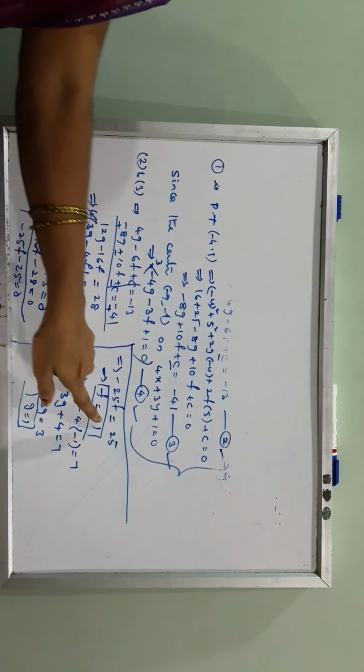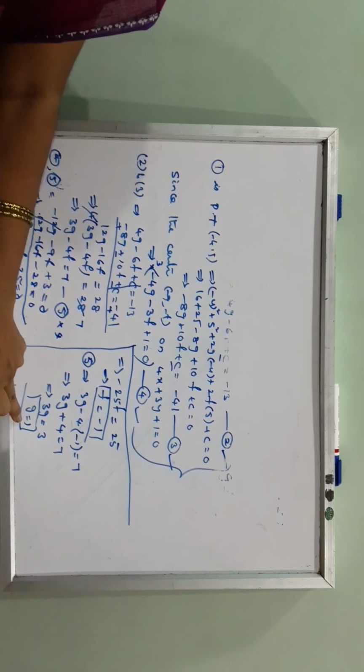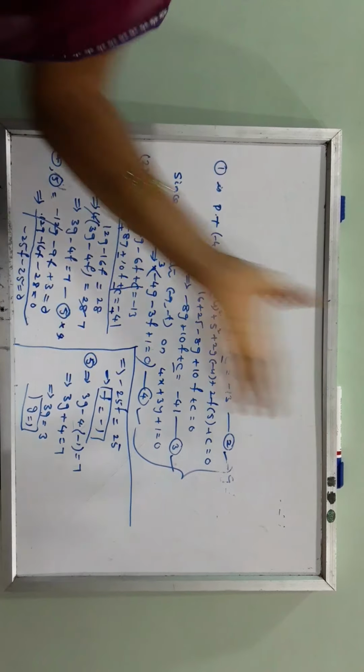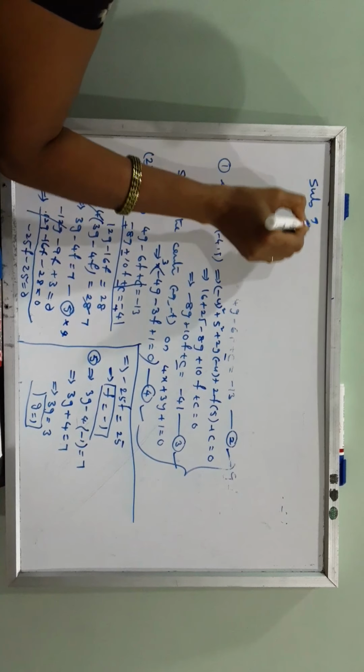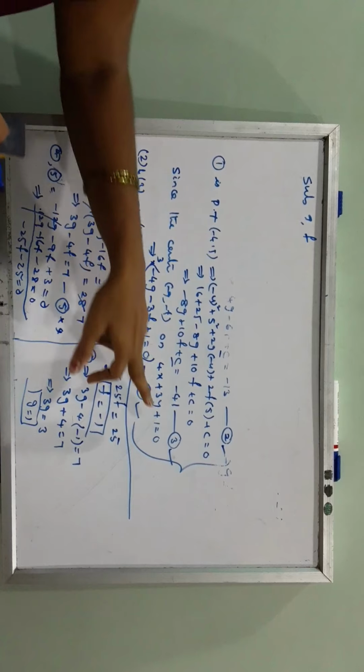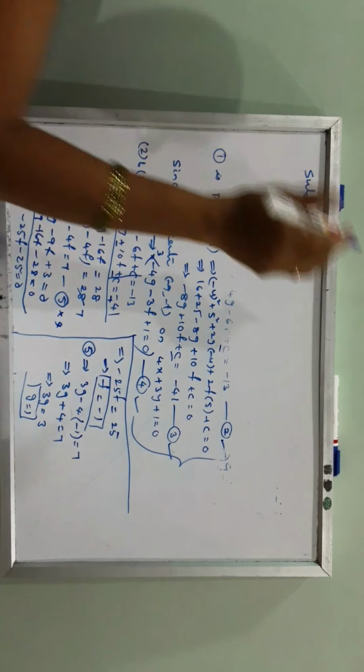Therefore g is equal to 1 and f is equal to minus 1. Substitute g and f in any equation. Here the equation is minus 8g.